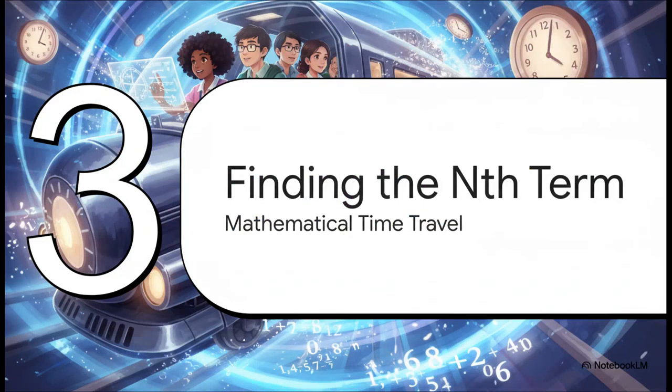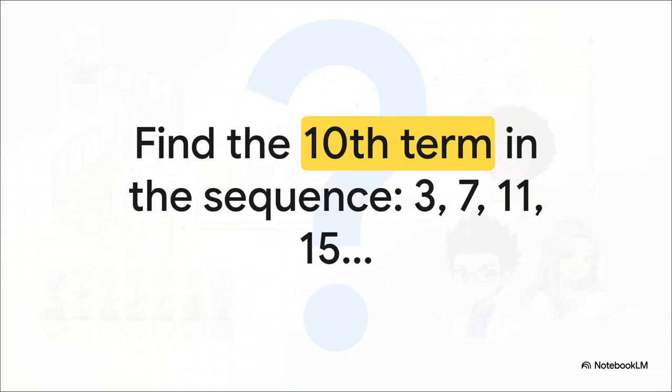All right, moving to part 3, finding the nth term. I like to think of this as mathematical time travel. Let's actually test this out. Say we have this sequence, 3, 7, 11, 15, and we need to find the 10th term. Sure, you could manually count this out on your fingers, but what if the question asked for the 1000th term? Yeah, that manual counting strategy breaks down immediately. Nobody has time for that. We need a way faster method.